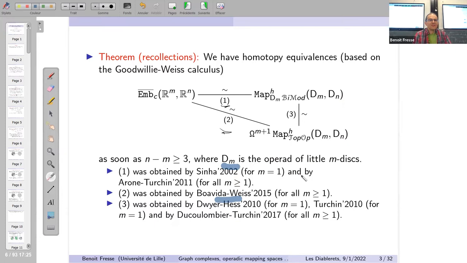So there is a standard map from DM into DM. So what I would like to do in this talk is first to recall the definition of the operad of little m disks very quickly, and then to try to explain how we can compute this operadic mapping space, actually, how we can describe the homotopy of this operadic mapping space, so to gain a combinatorial model of this object, at least rationally. Okay.